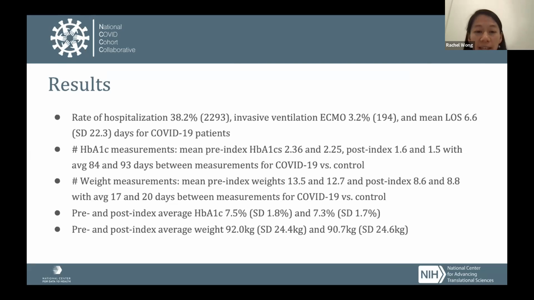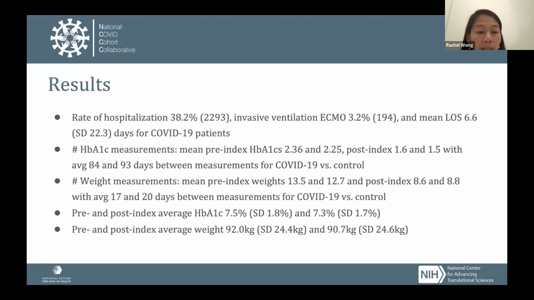In terms of the number of measurements of A1Cs prior to the index date, there was an average of 2 measurements pre-index date and about 1.5 to 1.6 measurements after the index date. And there were about 84 to 93 days between measurements for COVID-19 patients and controls. And for weight measurements, we had about 12 to 13 measurements beforehand and then 8 measurements after the index date, with an average of 17 to 20 days between measurements.